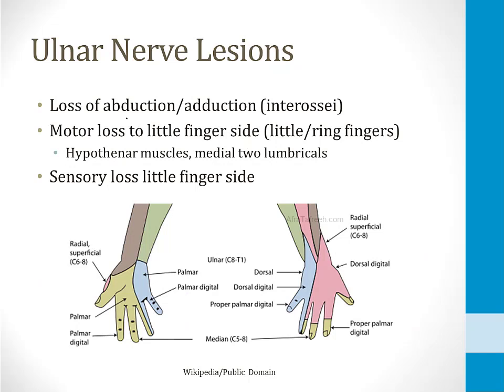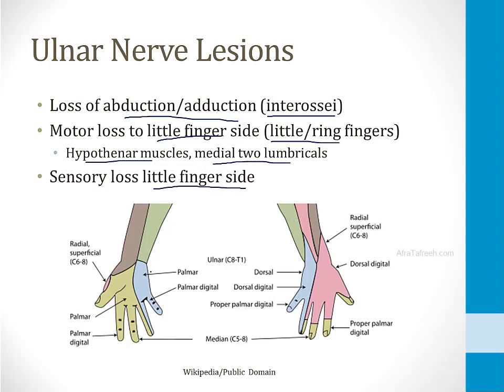In this case, there is loss of abduction and adduction of the fingers because this is done by the interosseous muscles, which are innervated by the ulnar nerve. So the patient will not be able to fan out their fingers or bring them together. In addition, there's motor loss to the little finger side. This is the little and ring fingers. So the hypothenar muscles will lose their innervation and you can see atrophy of these muscles, and the medial 2 lumbricals will lose their innervation. And then finally, there's also sensory loss to the little finger or ulnar side.